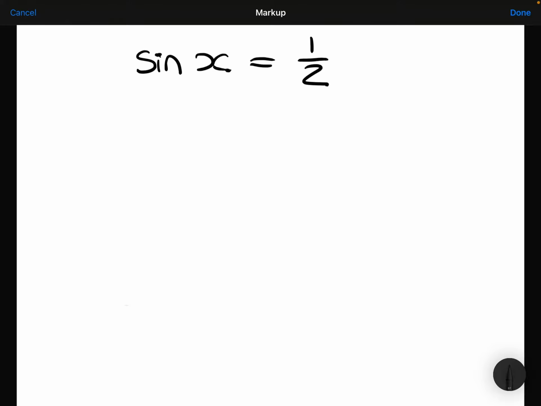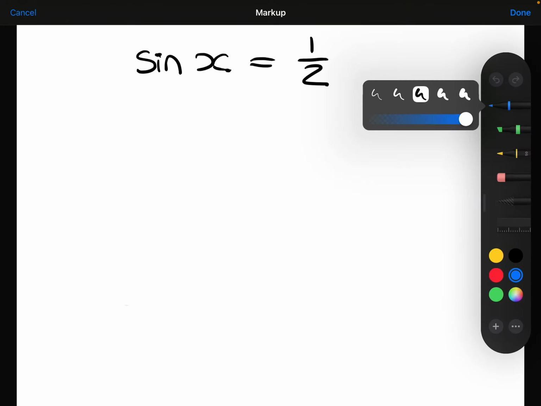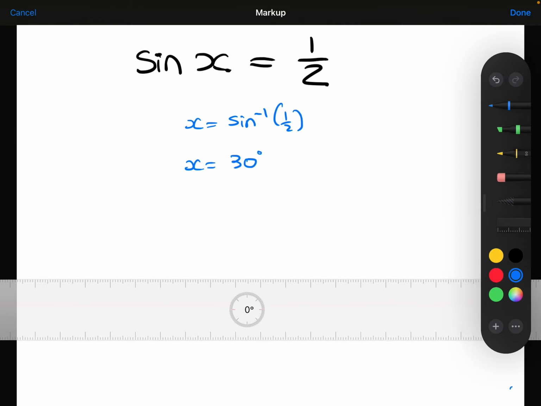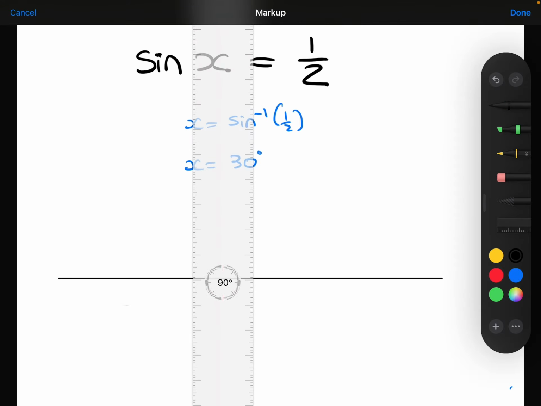So let's say we've got this equation. Sine x is equal to a half, and I want to work out what x is. Now, some of you might know that straight away, because you're expected to know the exact trigonometric values for certain angles. You should hopefully know that x is 30. Sine 30 is 1/2. If you're not sure, you could do sine inverse with both sides, and your calculator will tell you 30 degrees. But that is not the only answer to this question. In fact, there's an infinite number of answers to this question, which I will show you.